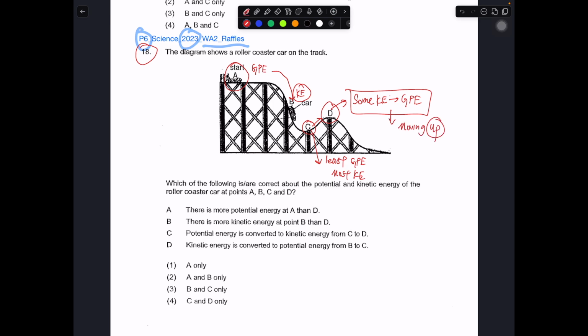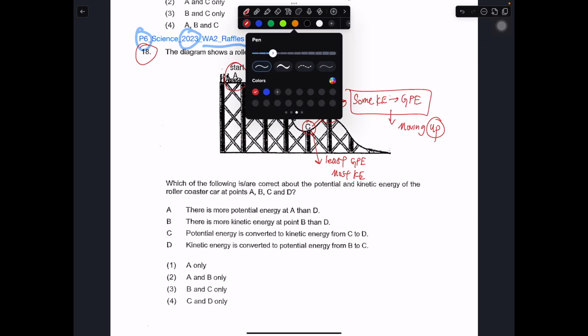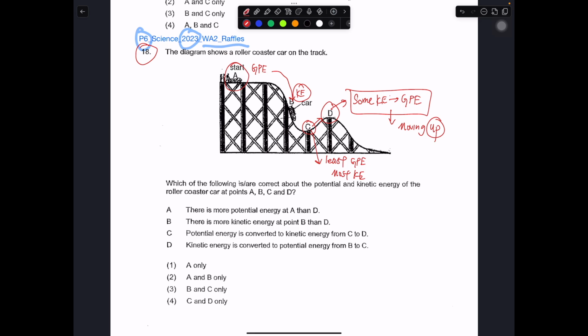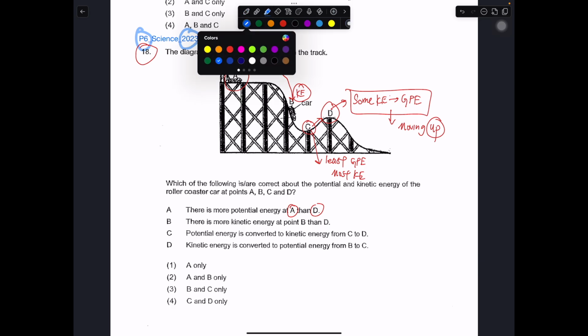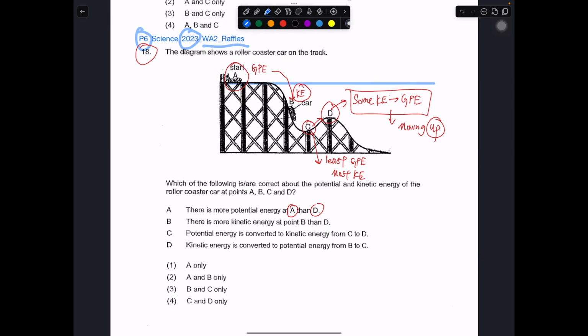Once we get this situation right, it's easier for us to do this question. Which of the following is or are correct about the potential and kinetic energy of the roller coaster car at A, B, C, D? First, there's more potential energy at A than D. So let's take a look. A is at this height, D is at this height.